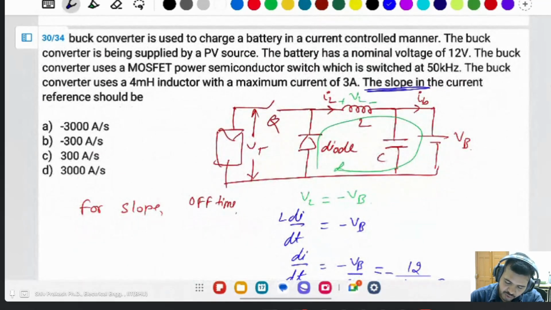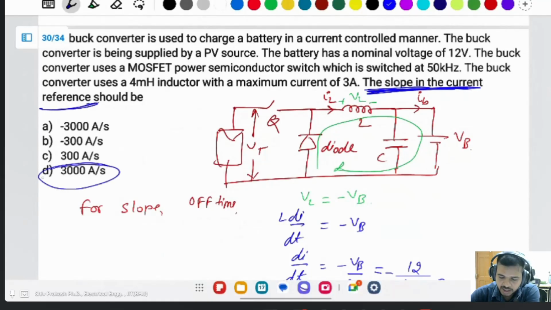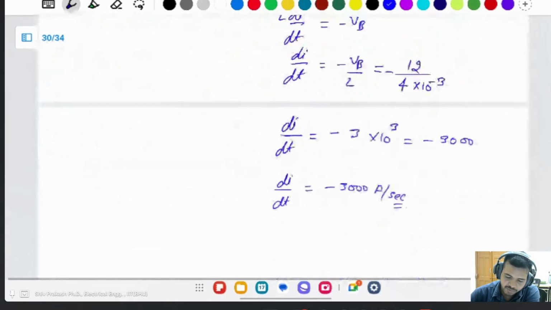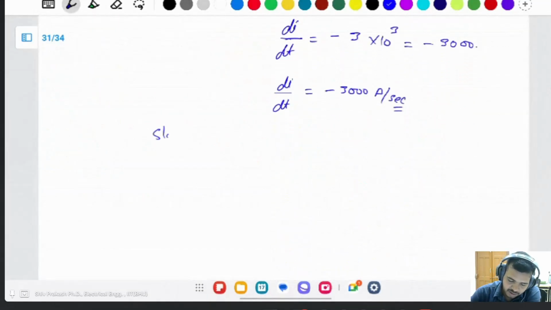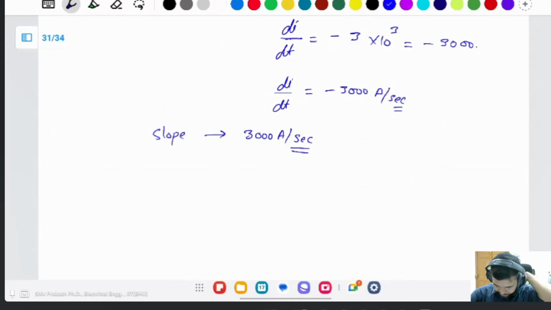But it mentions slope in the current reference. The reference, what is it? It will not consider the negative sign. In the reference, it will be a positive 3000 ampere per second. Slope will be 3000 ampere per second. Do not take the negative as a reference.